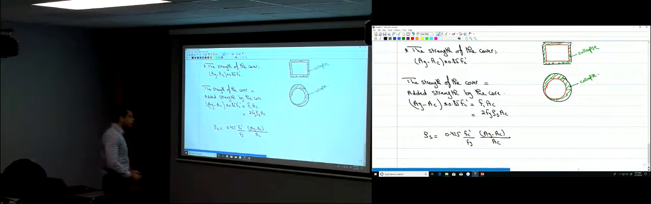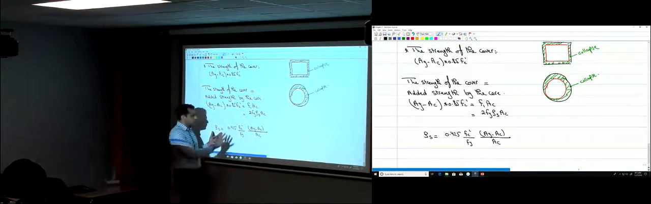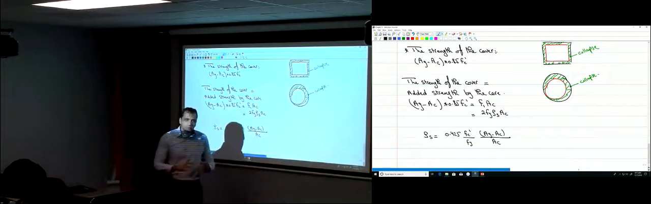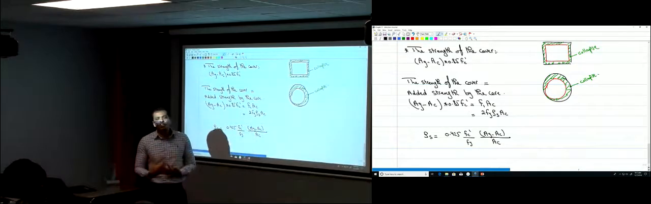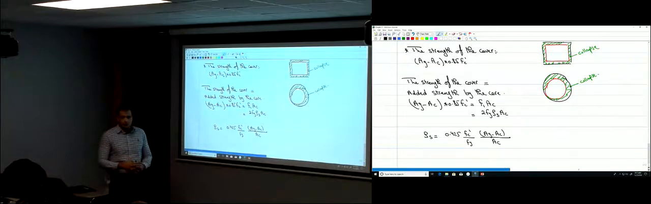So if your rho spirals, the amount of spirals you're providing, is equal to that magnitude, then the core of the concrete will be able to replace the cover. But if it's less, it won't be able to replace the cover, and then you're not making use of the confinement. If it's larger than this, that's fine. The confinement is larger than what is required, so that's good.